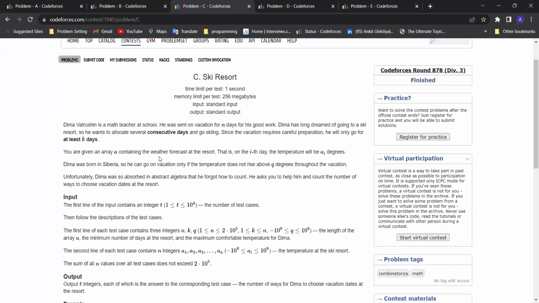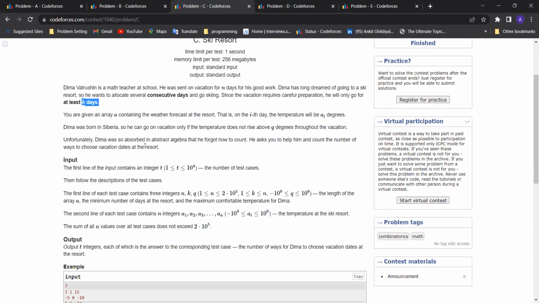So this is the third problem. In this problem, we are given that there is a maths teacher who is planning to go on a vacation, and he'll only go if there is a possibility for him to have a vacation for at least k consecutive days. And also for all of those days, the temperature should be less than or equal to Q.